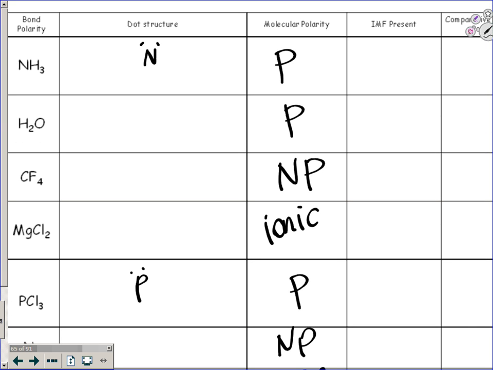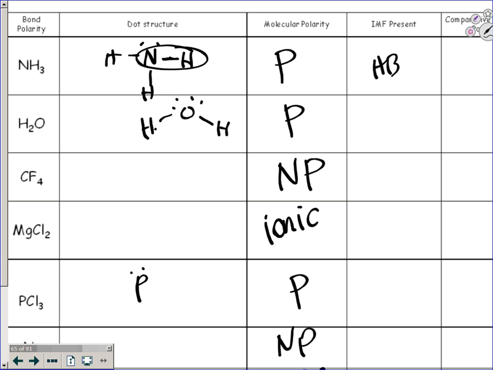So what IMF is present here? Look at your drawing. Hydrogen bonding, because hydrogen is bonded to nitrogen. So put HB for hydrogen bond. And then next one, H2O. That one will undergo hydrogen bonding. And then just as a note to self, maybe you draw this with me as you go. Here's water, right? Here's another water.